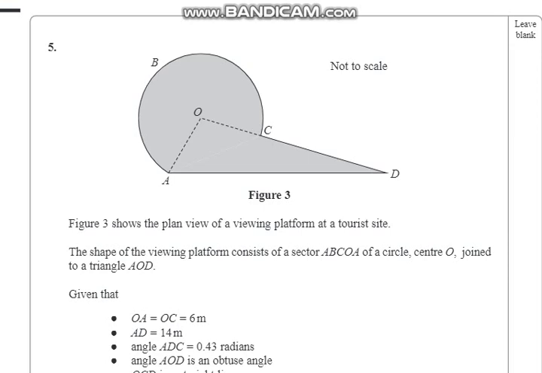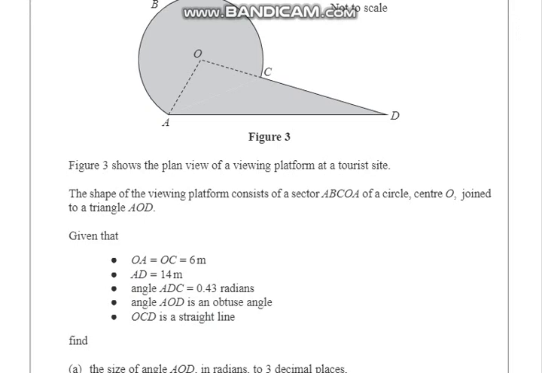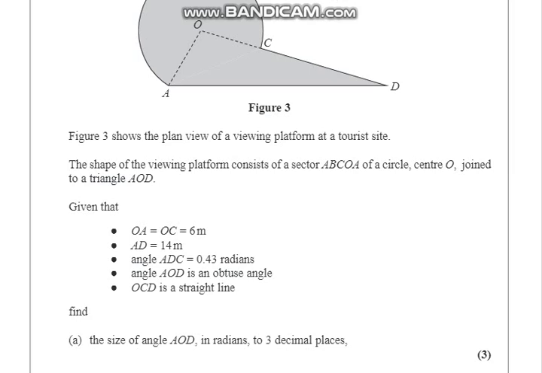The shape of the viewing platform consists of a sector ABCOA of a circle, center O, joined to triangle AOD, given that OA equals OC equals 6 meters, AD equals 14 meters, angle ADC equals 0.43 radians, angle AOD is an obtuse angle, and OCD is a straight line. Find part (a), the size of the angle AOD in radians to 3 decimal places.